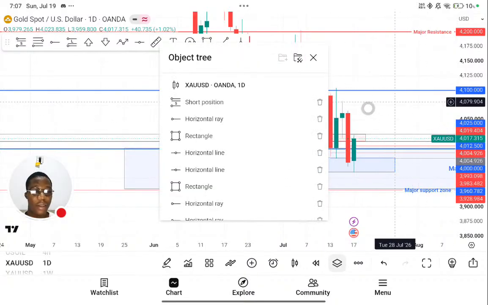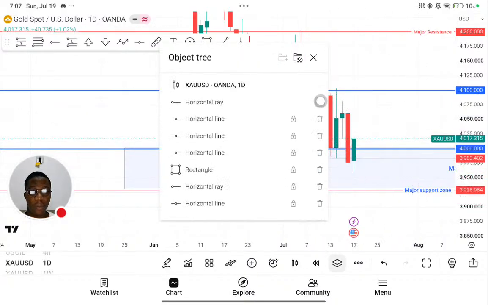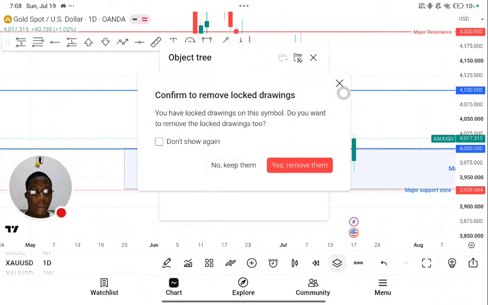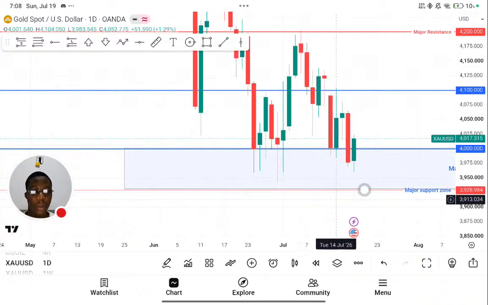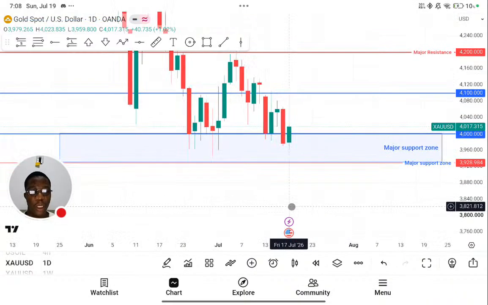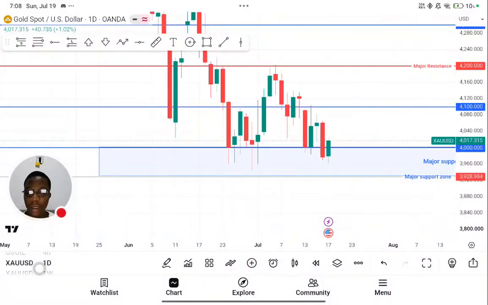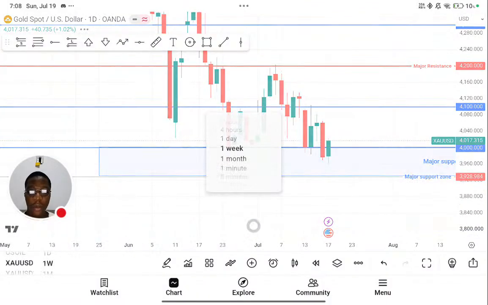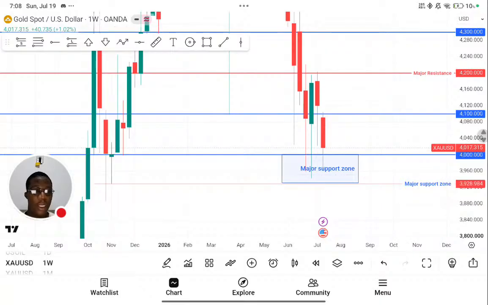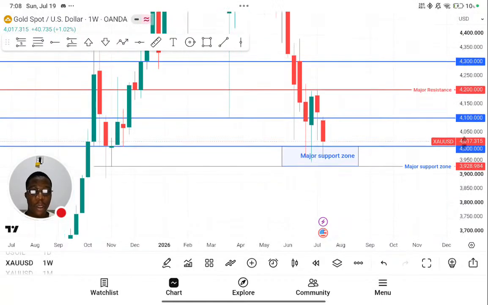So this is what's happening on gold. This is a major support zone for weeks. If you see, let's start from the weekly time frame. You would see that, like, for how many weeks?